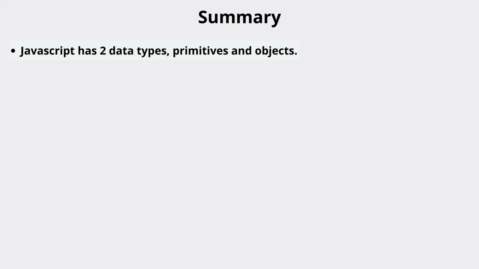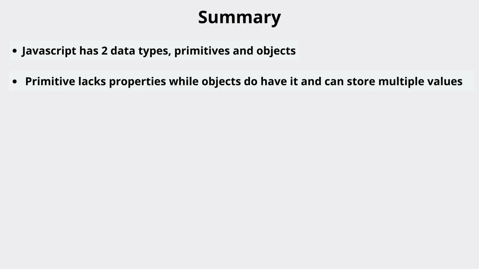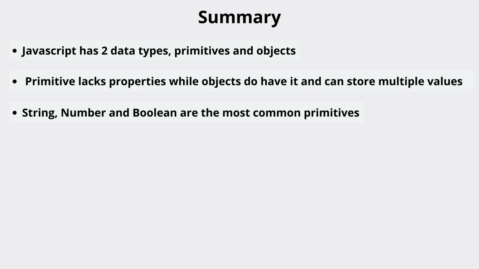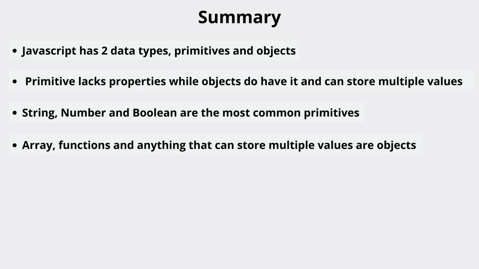Alright, that's it for the lecture. Now to recall all the key moments, let's summarize everything we have learned so far about the data types. To begin with, JavaScript has two different data types. They are primitives and objects. The primitives don't have their own properties and methods, while the objects do. Some of the most used primitives are string, number, and boolean, while objects, being anything other than primitives, are basically arrays, functions, and object literals, as they can store multiple values inside them.